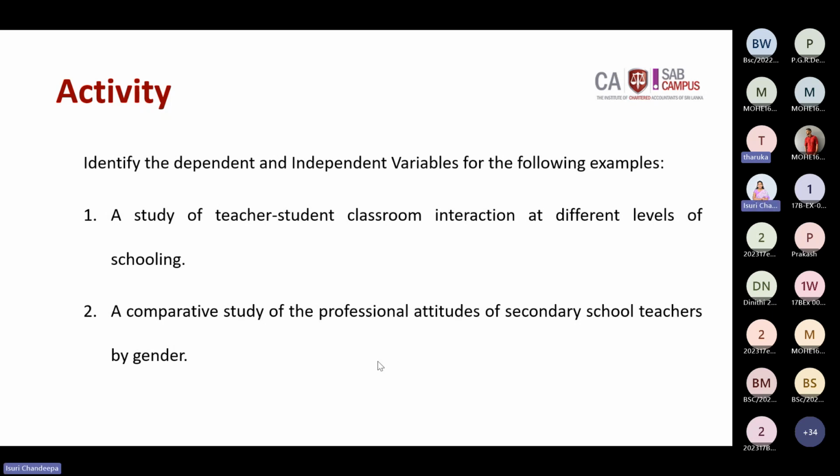Okay. For the first one, what is the independent variable and what is the dependent variable? What is the dependent? What is the independent variable? Any idea? Independent variable is levels of schooling. Dependent one is teacher and student classroom interaction. Any idea?